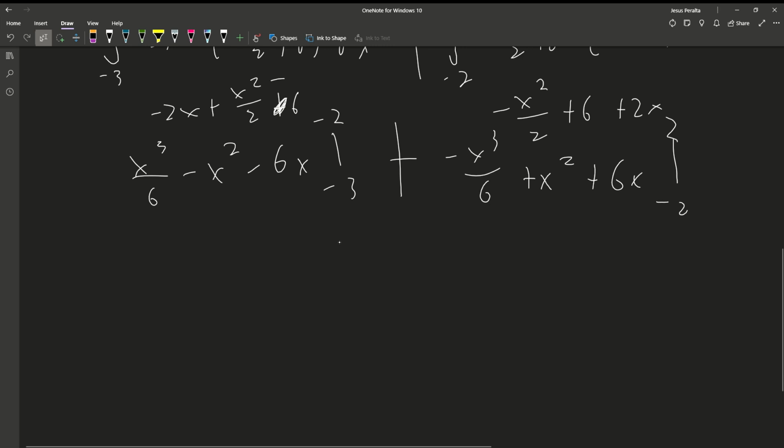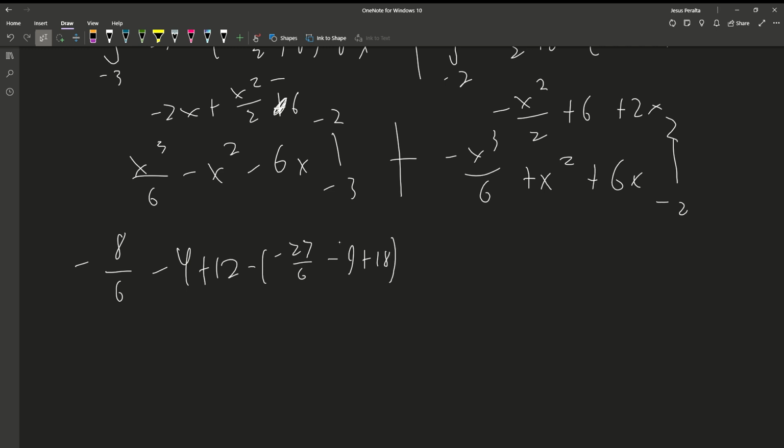From here on out, we're just going to plug everything in. So this is going to be negative 8. We're going to plug in negative 2 first. Negative 8 over 6 minus 4 plus 12 minus negative 27 over 6 minus 9 plus 18. Then big plus, so we could know that it's different. 2, so it's going to be negative 8 over 6 plus 4 plus 12 minus, and then we're going to plug in negative 2, which is just going to be 8 over 6 plus 4 minus 12.